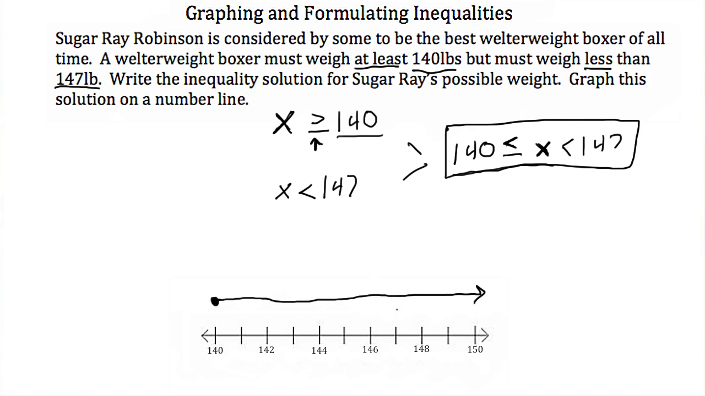So we would go to 147 on a number line, and we would put an open circle because 147 is not a valid weight to be a welterweight. And then we would color in everything to the left of that point. Well, because X has to be between these two numbers, the only points that are valid are the points between these two numbers. So to graph this, we would put our open circle at 147, and then we would put our closed circle at 140, and then we would color in all the points in between these two circles. Now 147 gets the open circle because it doesn't have an equal sign, but 140 does because it does have an equal sign. And this completes the tutorial on graphing and formulating inequalities.